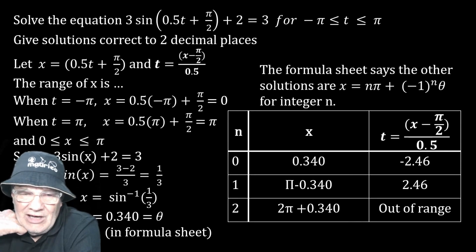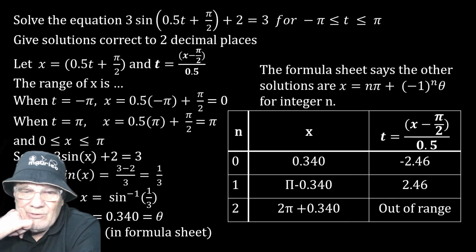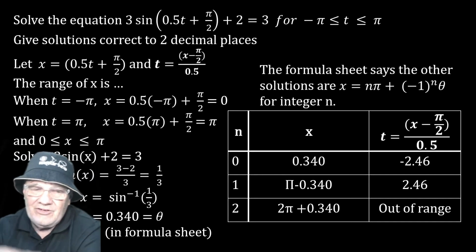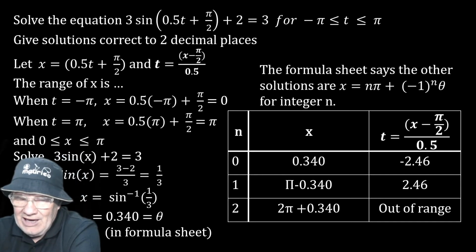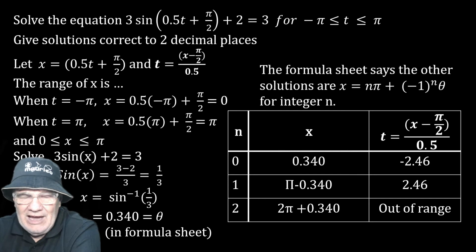And then we look at when n equals 2, and that's way out of range. We can see that's going to be out of range. So that's all our solutions there. That's it done. It was quite easy.